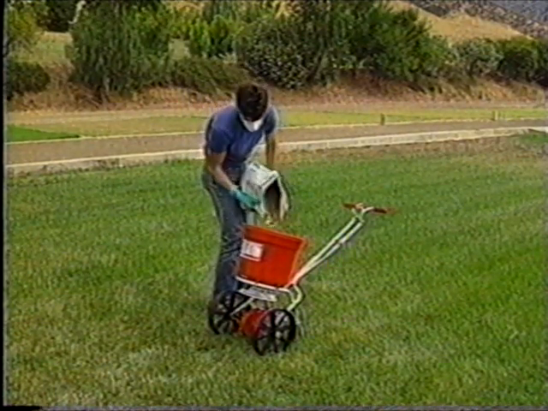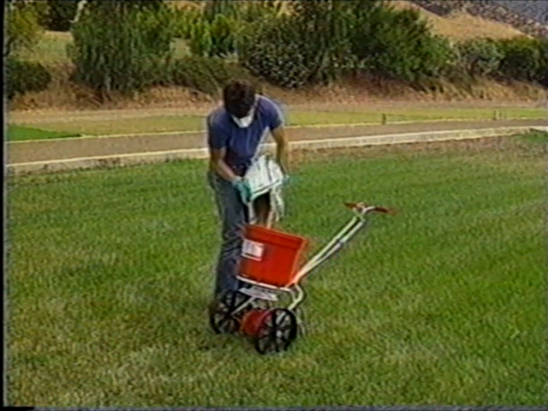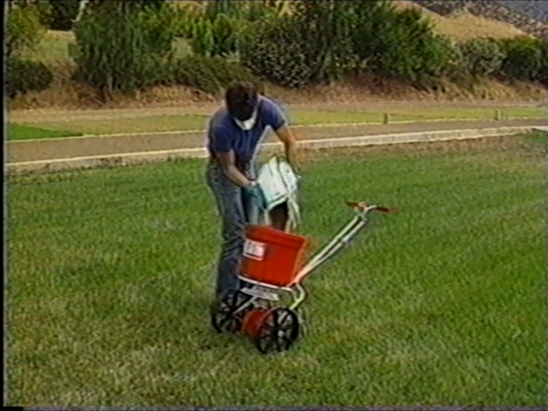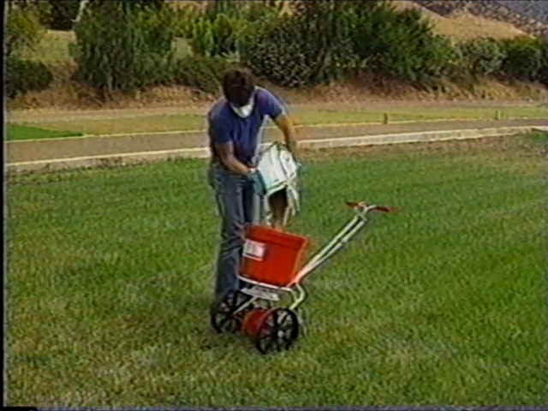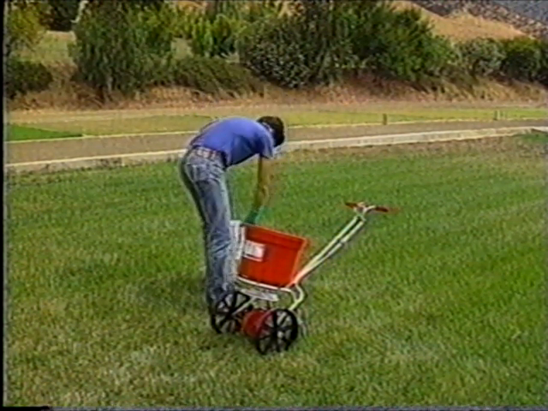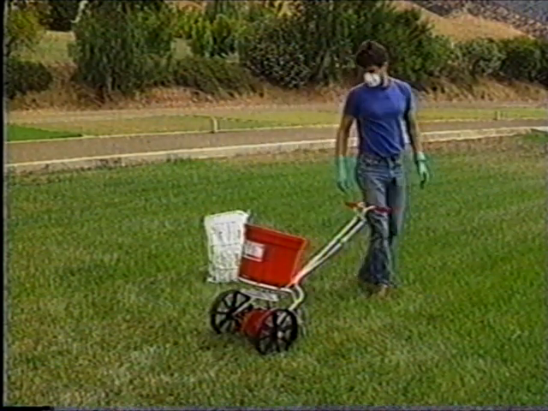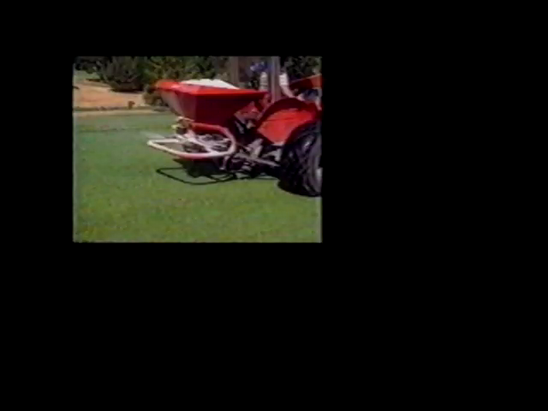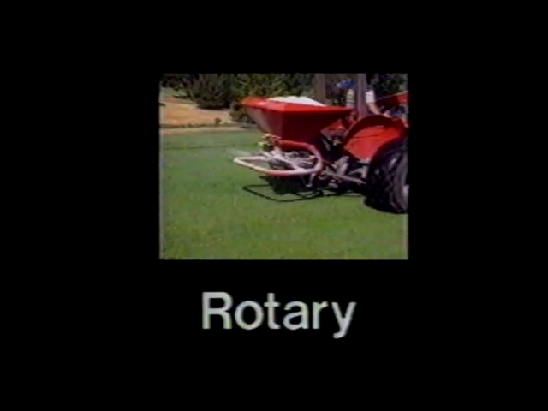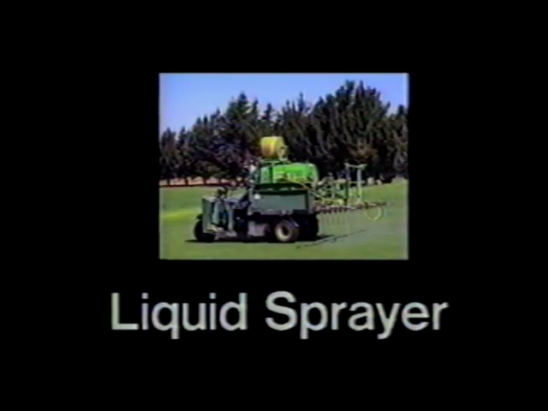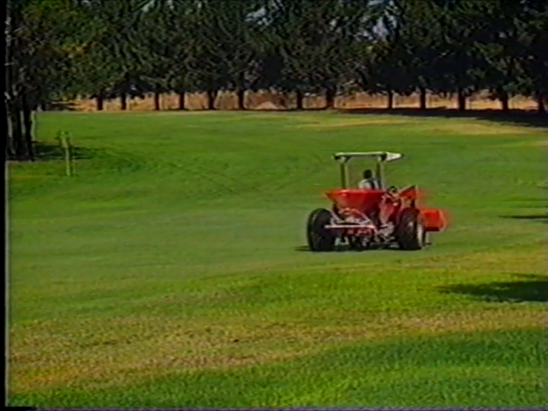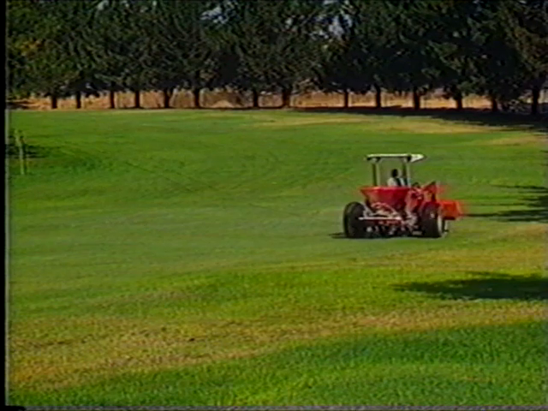During loading and application, avoid contact with fertilizer. It may irritate the skin, and the dust may irritate the lungs. Wear gloves and a dust mask when handling the material. In many cases, it's a good idea to check with your local extension agent for their advice and recommendations on fertilization programs for your area. There are three basic types of equipment that are used for fertilizer application: rotary, drop spreader, and liquid spray. Regardless of the method used to distribute the material, be sure you calibrate the spreader so that there is an even application at the proper rate.